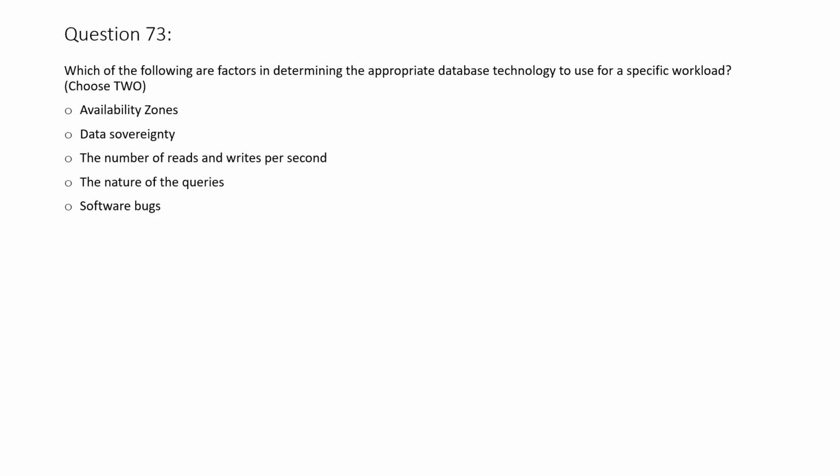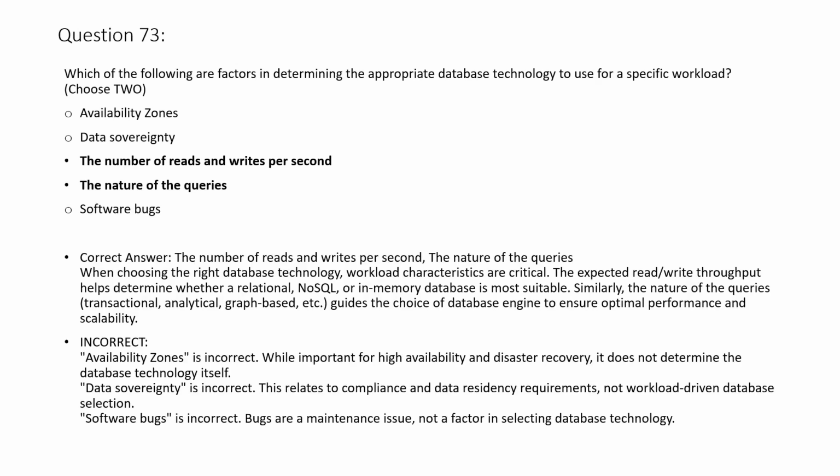Going into question number 73, which of the following are factors in determining the appropriate database technology to use for a specific workload? Choose two options over here. The options are availability zones, data sovereignty, the number of reads and writes per second, the nature of queries, software bugs. So the correct answers are the number of reads and writes per second and the nature of the queries.